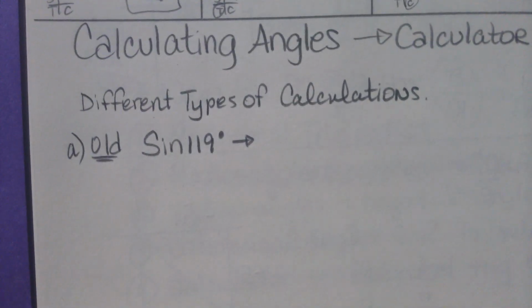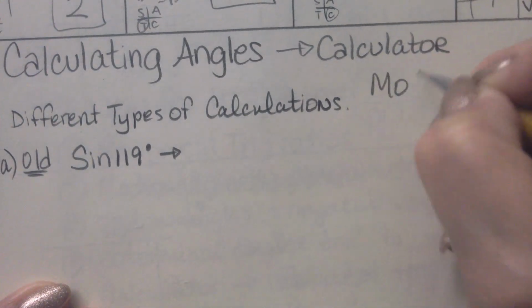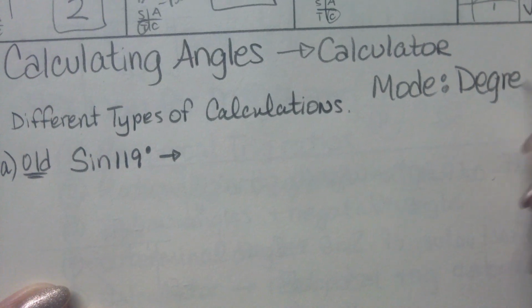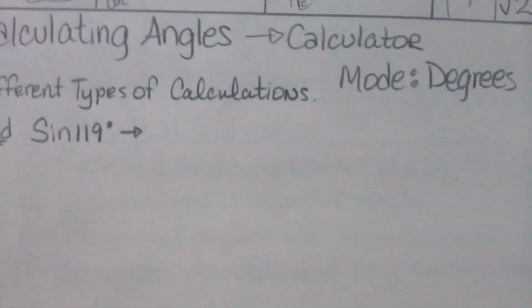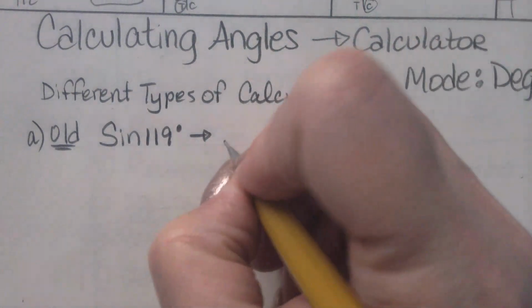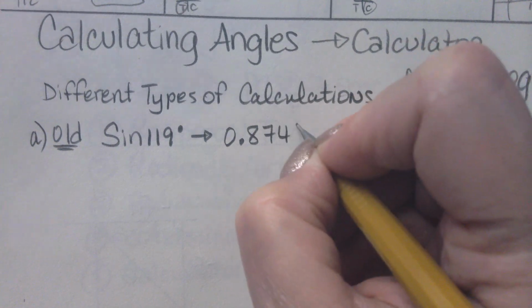What should you be in your mode? Degrees. So make sure your mode is degrees. All right. This one, we just type it in the way it is. There's no actual mode. Yep, we're good. So sine 119, we'll go 5 decimal places. That is 0.87461.